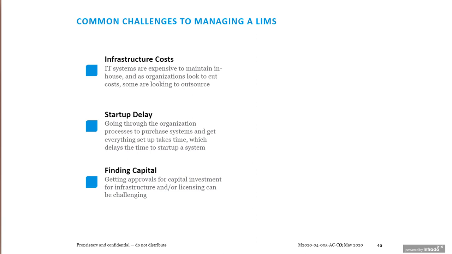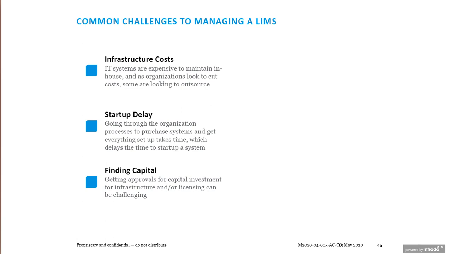Now, when we go to our customers, we hear some challenges that they face in implementing LIMS themselves. So first, for example, is infrastructure costs. IT systems can be expensive to maintain in-house, and some organizations are looking to cut costs, especially by outsourcing the infrastructure costs. And this is really driven, if you notice, the cloud revenues. A lot of organizations in the past, the infrastructure used to be on-premise, and there would be huge capital investments to build out data centers. But now increasingly, customers are relying on the cloud providers out there and using cloud systems.